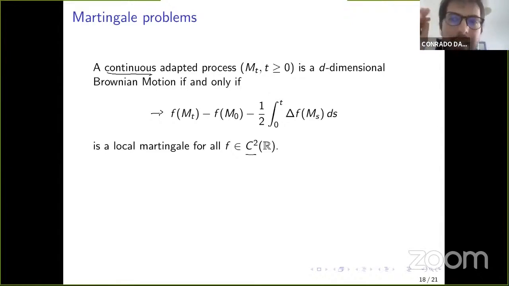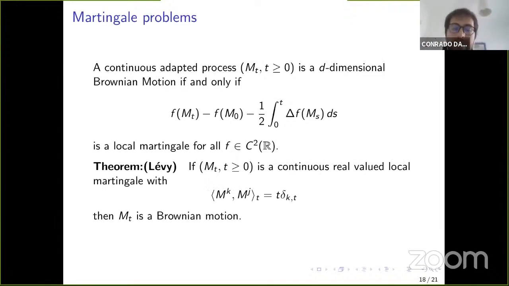A Brownian motion can be disguised in these formulations: if we can write these things and they are martingales, or local martingales, then this is a Brownian motion. That's the essence of martingale problems. And actually, we can make more sense of this if we recall the theorem from Lévy, which tells us that the unique continuous real-valued local martingale that has a specified quadratic variation is the Brownian motion.